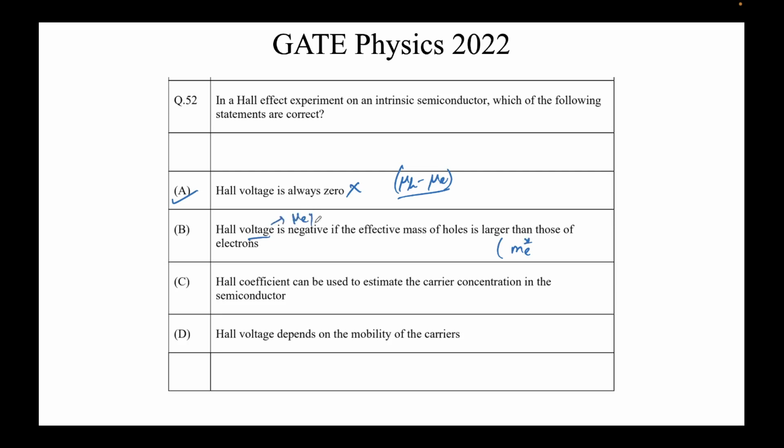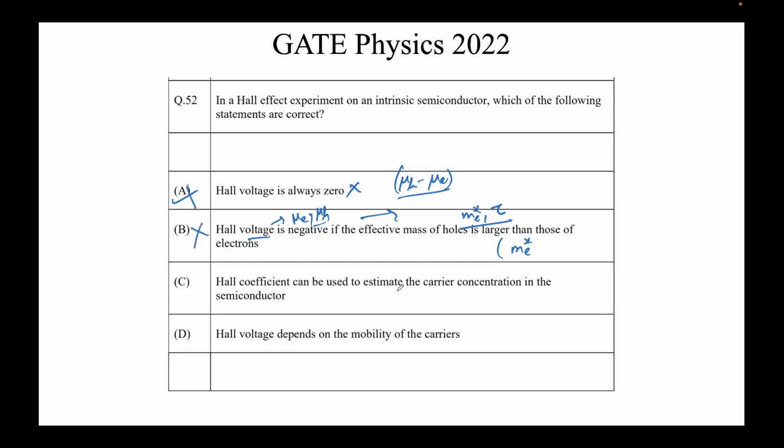Remember, we saw that the Hall voltage is dependent on the mobilities, mu E and mu H. But mu E and mu H themselves depend upon the effective masses and the tau. So depending on what their ratio is, mobility is determined. So we cannot conclusively say whether it depends on effective mass. So this option was wrong. This option is also wrong.